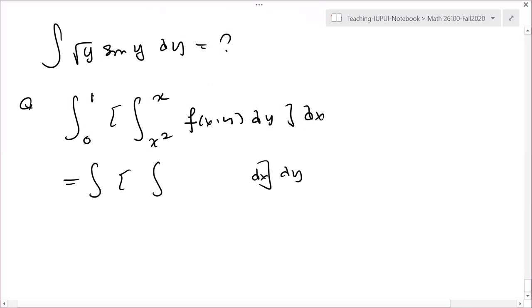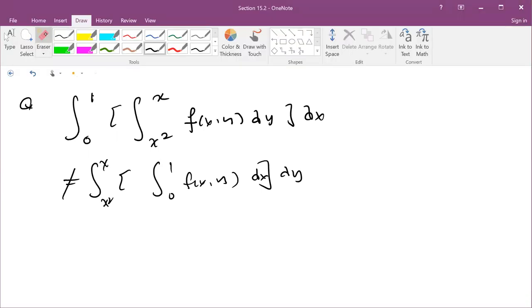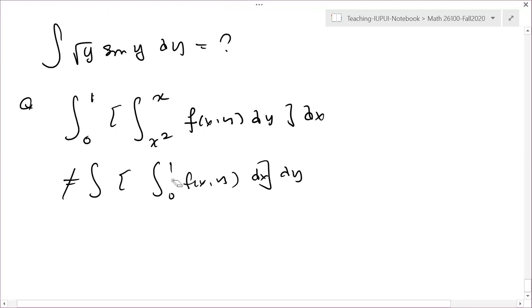Now, some students just switch it. You cannot put x squared and x on the outside. This is not going to be x squared, x. Then you don't get any partial credit if you just simply do that, because they're not equal. You need to understand what the iterative integral is.